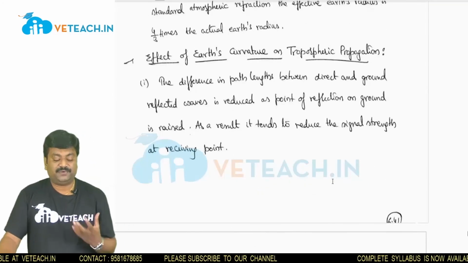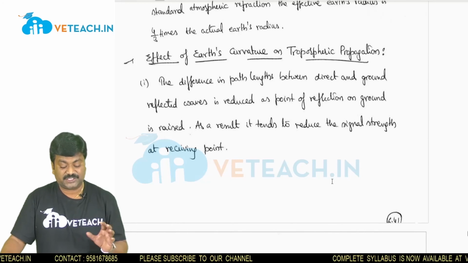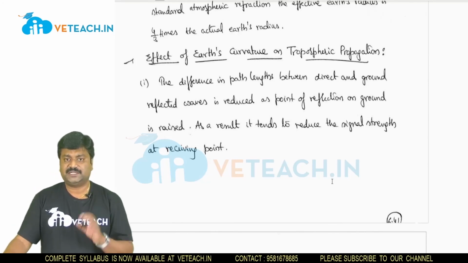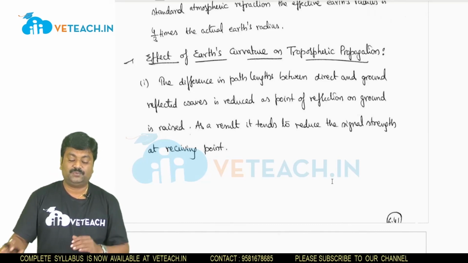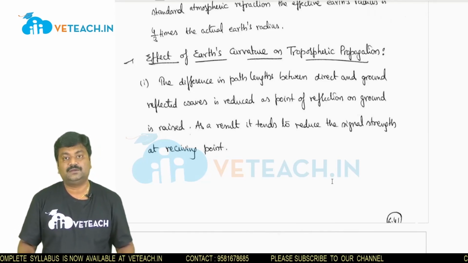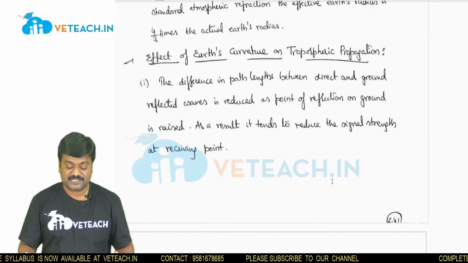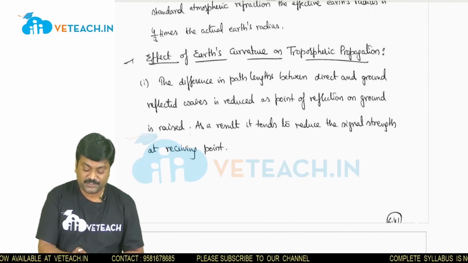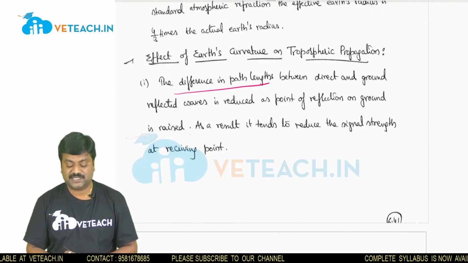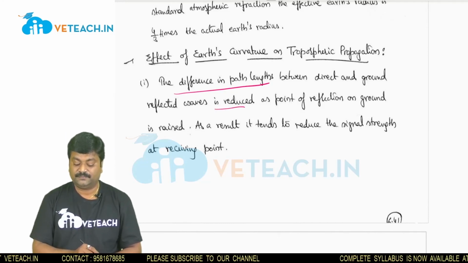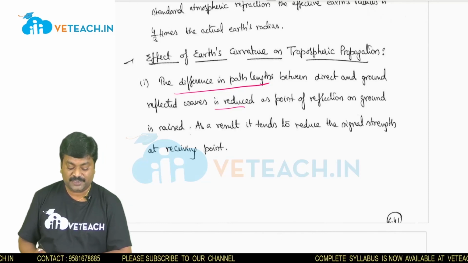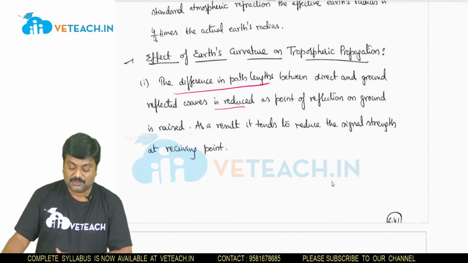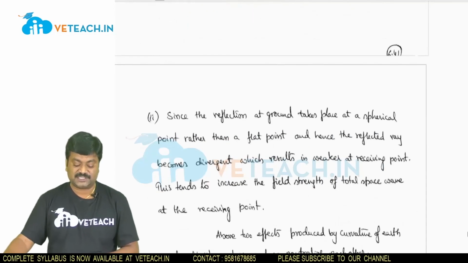Now, what is the effect of this Earth's curvature on tropospheric propagation? There are certain effects that are going to happen with the Earth's curvature while tropospheric propagation is being considered. That is, the difference in path length is going to be reduced for reflected waves, as the point of reflection on the ground is going to be raised, which reduces the signal strength.